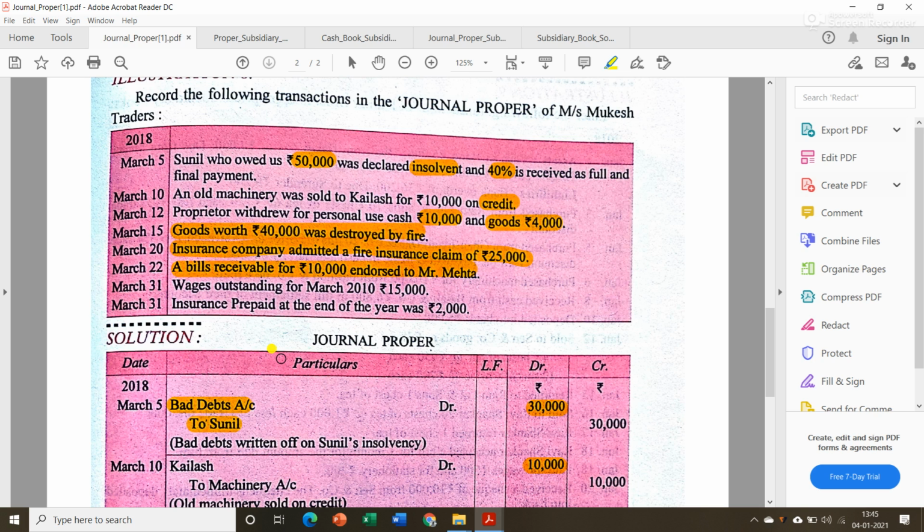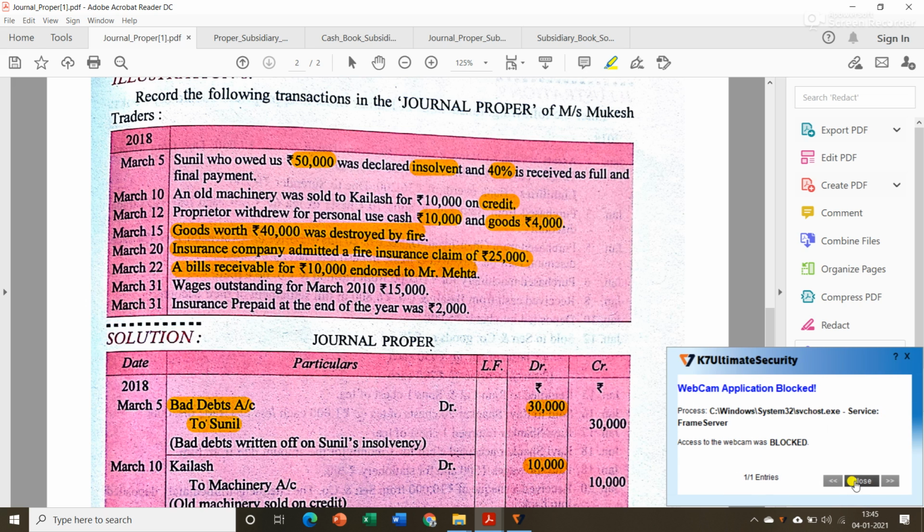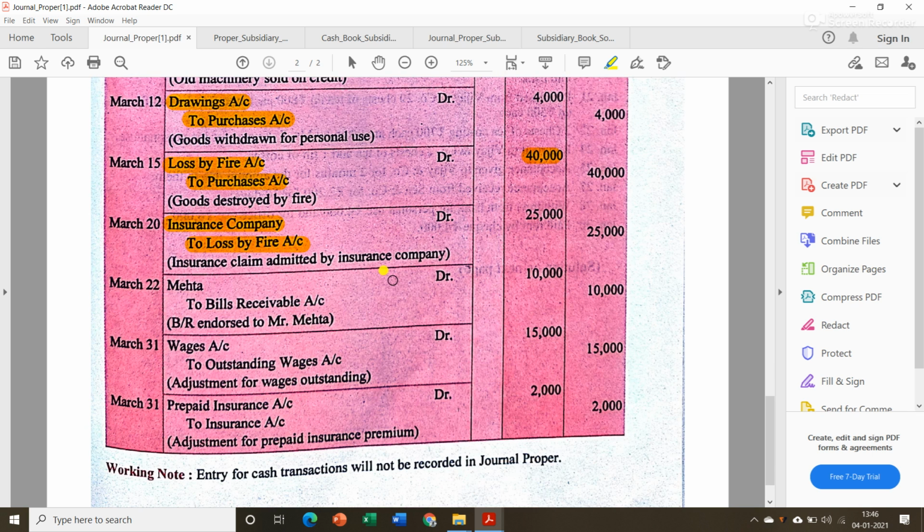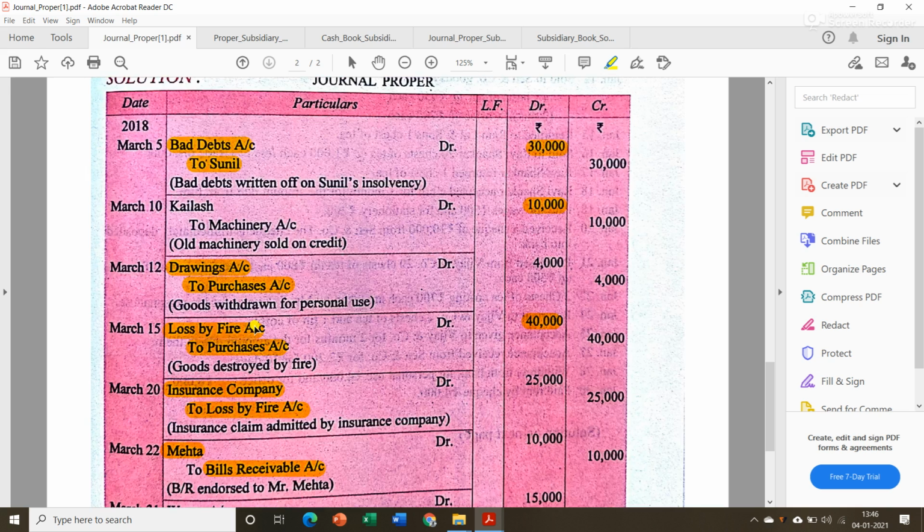Now we had one bills receivable worth rupees 10,000, but we had to pay to Mr. Mehta. So instead of paying cash, what we did is that we gave that bills receivable worth rupees 10,000 to Mr. Mehta. Since we haven't paid cash, we cannot record it in cash book. So we will write Mehta debit, because he is the receiver of bills receivable, and bills receivable is going out from our business. So we will credit bills receivable account 10,000.